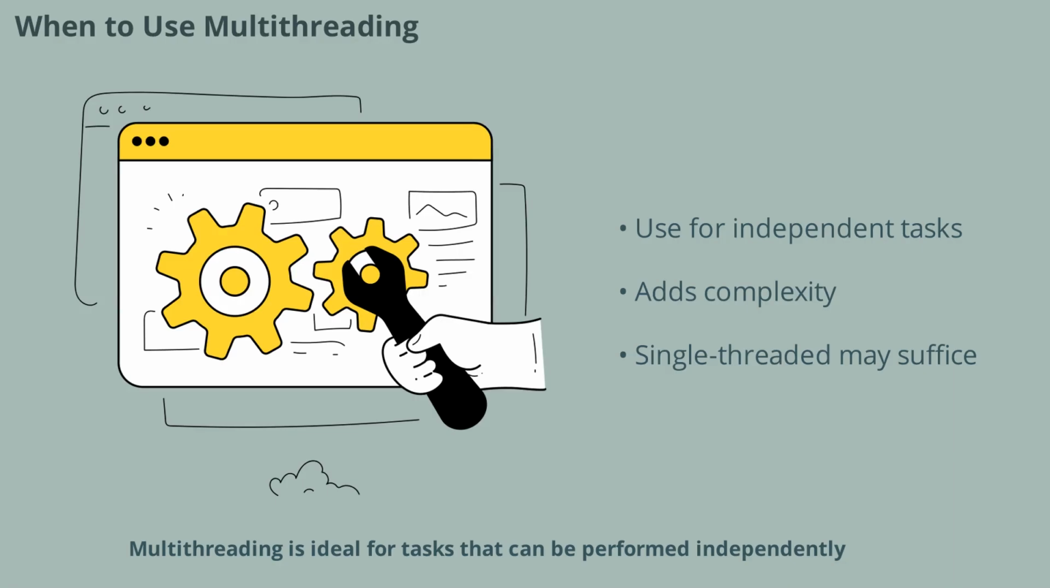Multithreading is ideal for tasks that can be performed independently, such as handling multiple client requests, processing large datasets, or performing background computations. However, it adds complexity and should be used judiciously. For simple tasks, single-threaded solutions may be more maintainable and less error-prone.